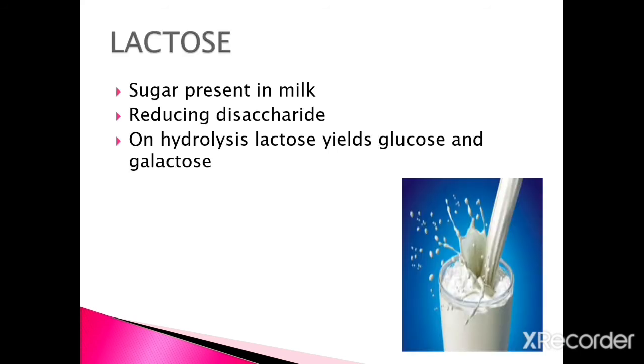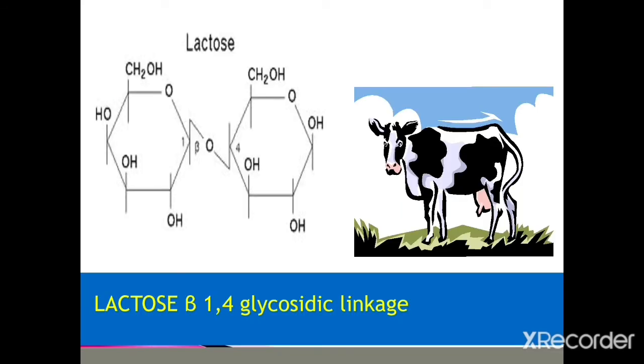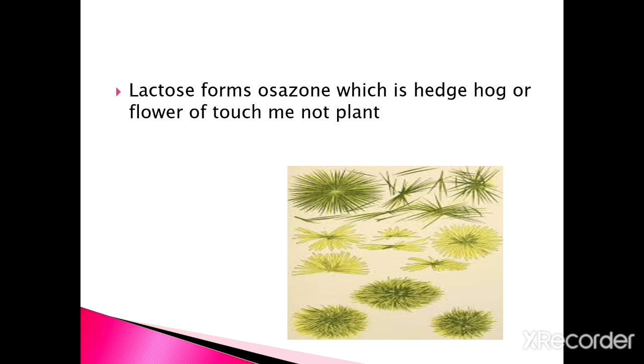Next one is lactose. Lactose is the sugar present in milk. It is also a reducing disaccharide, and on hydrolysis lactose yields glucose and galactose. So the monosaccharides present in lactose are glucose and galactose. Which linkage is present? It is a beta 1,4 glycosidic linkage. It gives hedgehog or flower of touch-me-not plant like osazone.